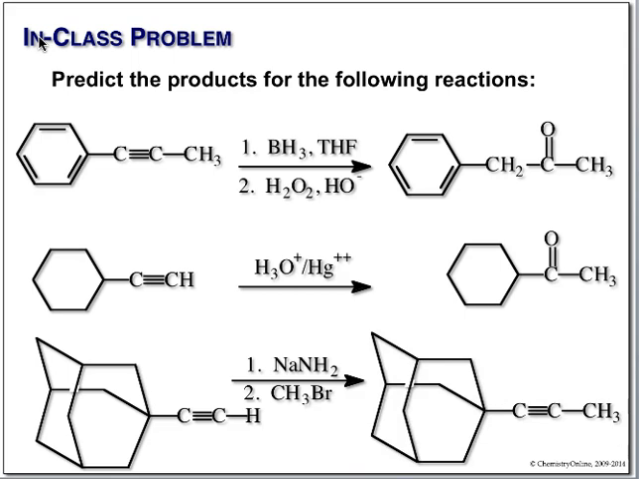Adamantane itself is a very interesting compound. If you take adamantane, instead of this alkyne here, if you have just an amino group, an NH2 there, that was the very first antiviral drug to be developed.